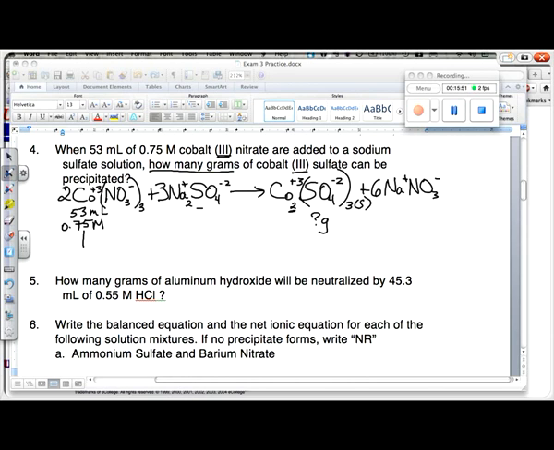All right, switch this into moles. 0.75 moles per liter times 0.053 liters.